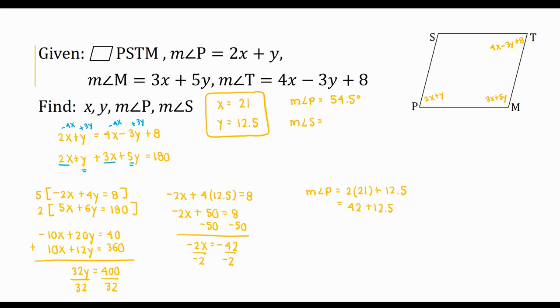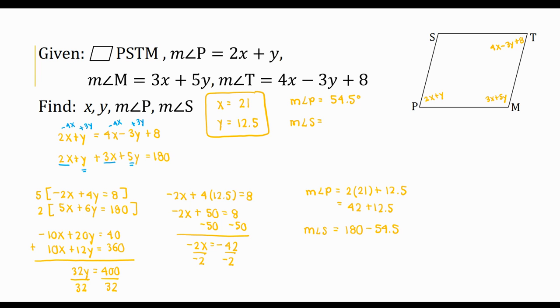Notice that the other angle that they're looking for is angle S. Angle S is the only angle that doesn't have an expression. So there's 2 ways that we can think about this. Angle S is consecutive to angle P, and consecutive angles in a parallelogram are supplementary. So because I already have the measure of angle P, I can very easily find the measure of angle S by taking 180 minus 54.5.